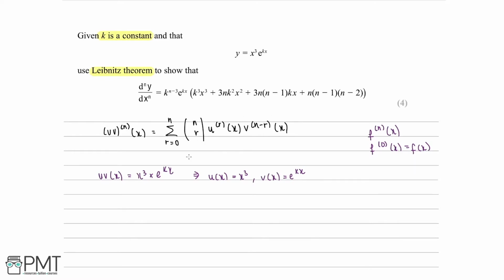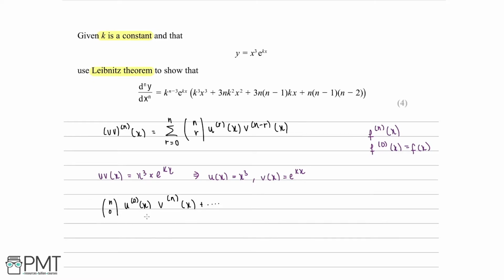For example, let's write out the first term of Leibniz's theorem using this formula, in which case when r is equal to 0. So when r is equal to 0, the first term will be n choose 0 multiplied by the 0th derivative of u multiplied by the n minus rth derivative, well, r is equal to 0, so it would just be n minus 0, which would just be n of v, and this would be our first term.